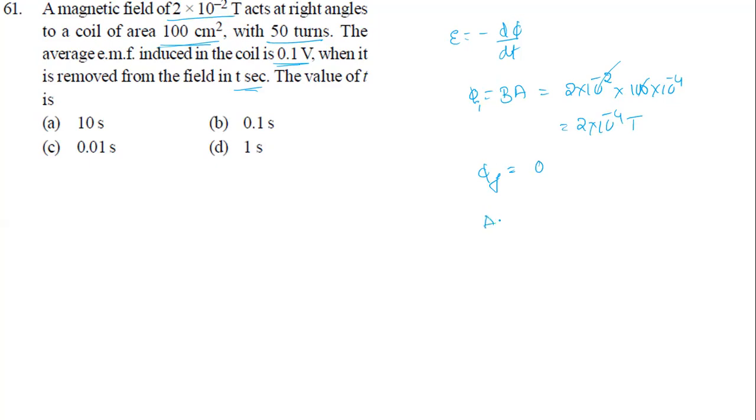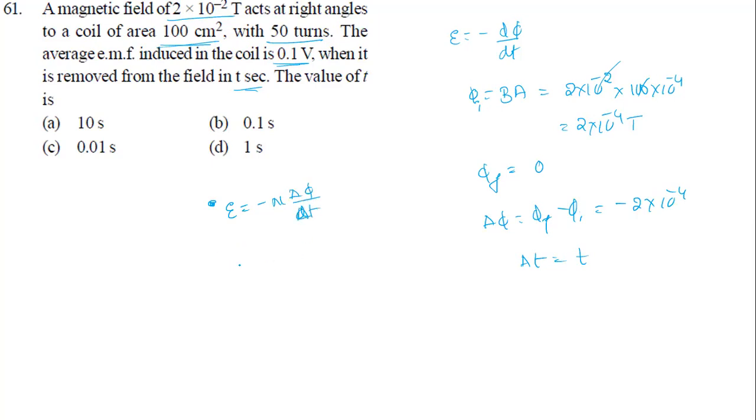So change in flux, let's say delta phi, is what now? Final flux minus initial flux, which becomes minus 2 into 10 power minus 4. And delta t is given how much? T. We need to find that out. So use this formula again. EMF induced equals what now? Minus n times delta phi by delta t.